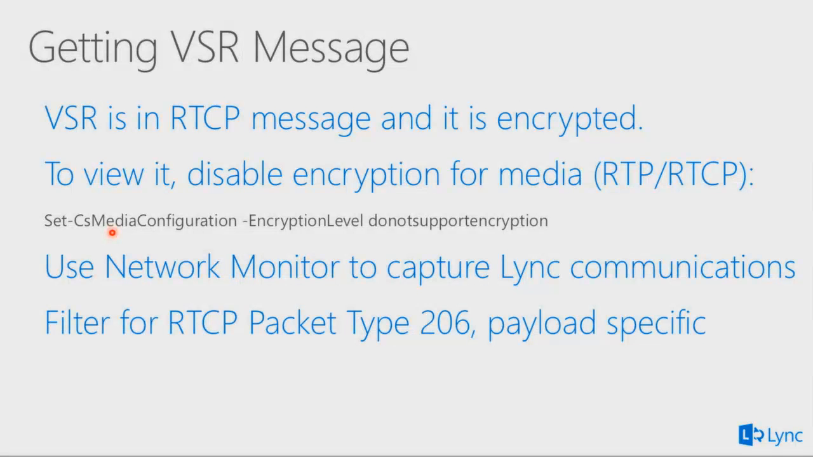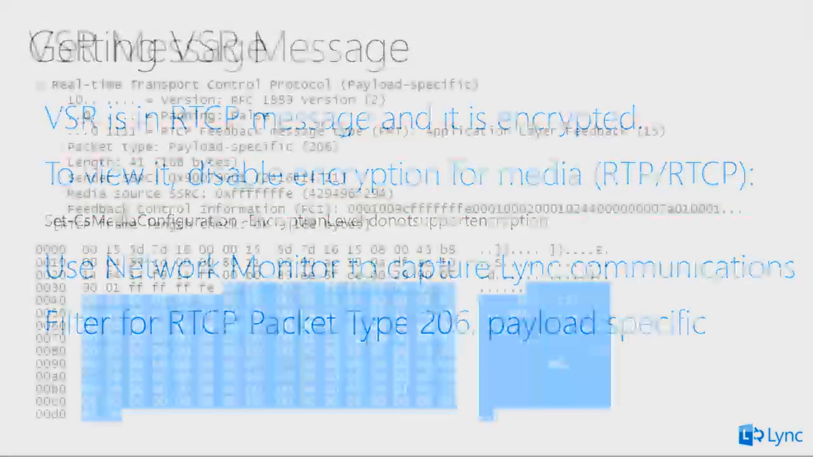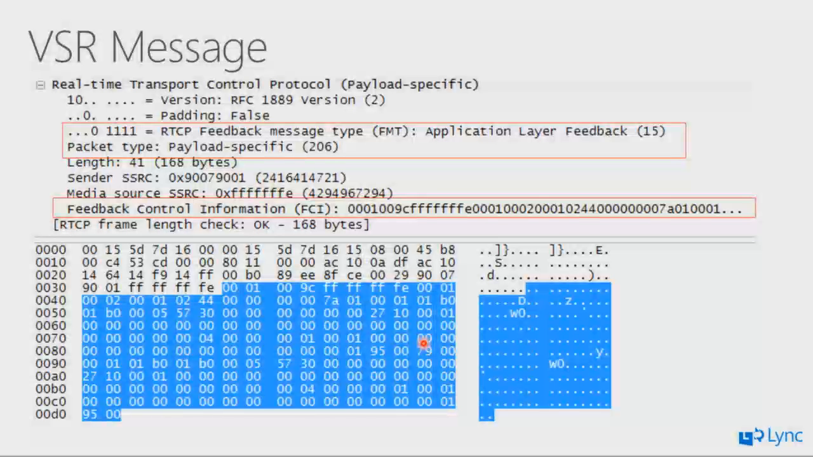So now we have one PowerShell line in here. And then you use Netmon to capture the message. What you want to do is filter on the packet type 206, which means payload specific, right? So I filter on RTCP payload type 206, and I get this stuff.